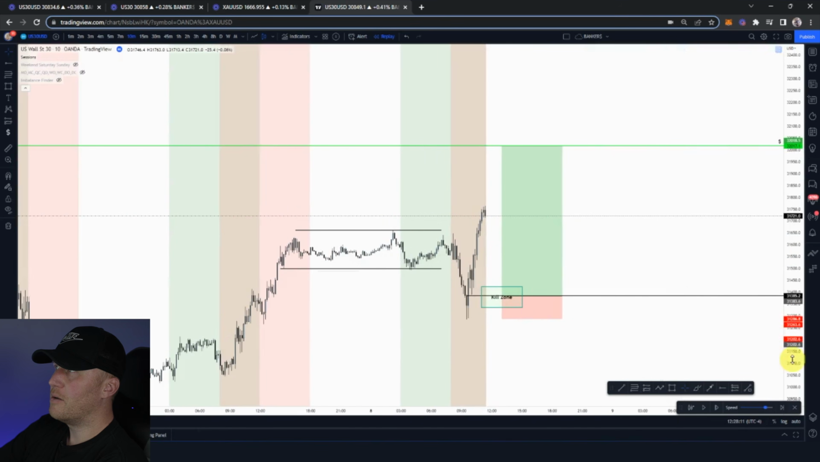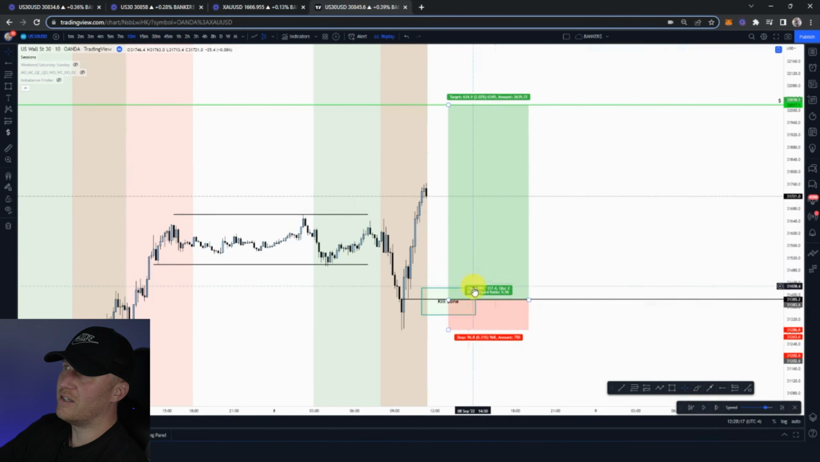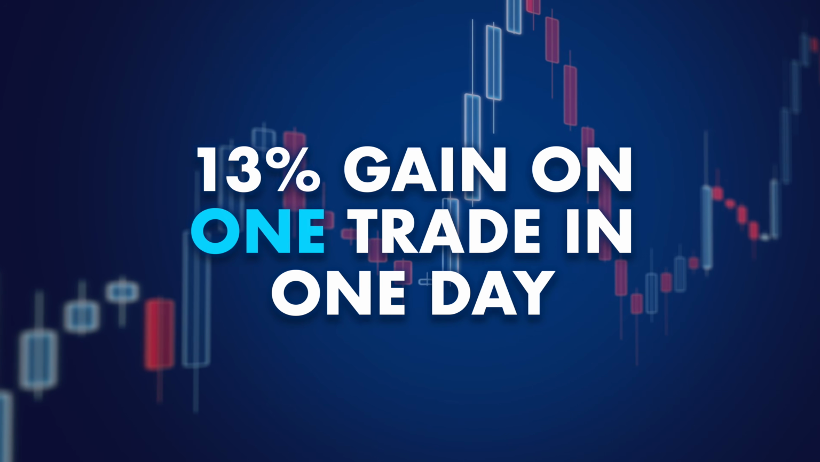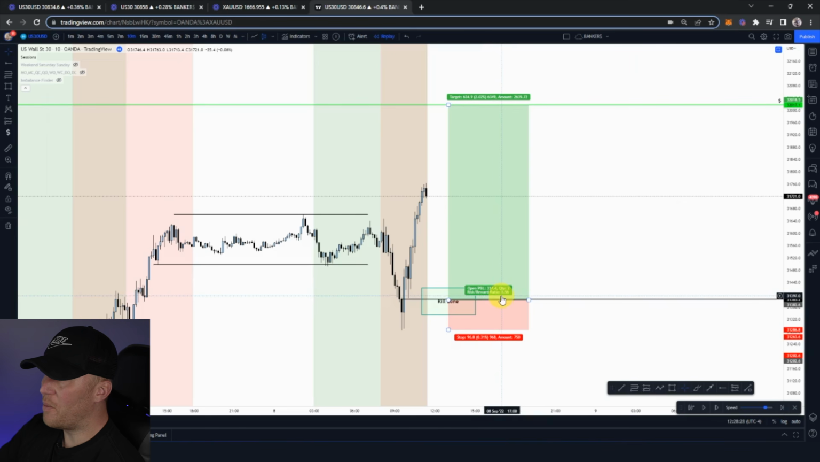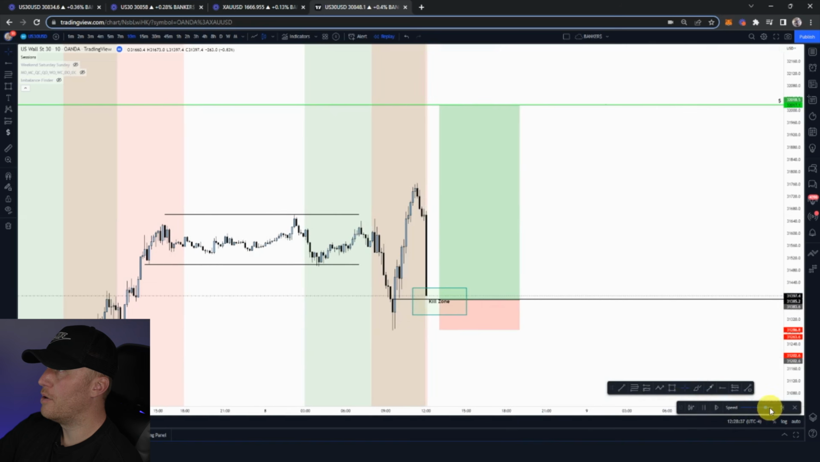So let's back this up. I'm going to press play on this setup, and you're going to see how powerful and accurate this is. This setup here with this entry to the top, that is a 6.5. So risking 2%, you're looking at a 13% gain on one trade in one day. If you're risking 1%, that's a 6.5% gain. So let's press play here and let's see how this pattern performed.